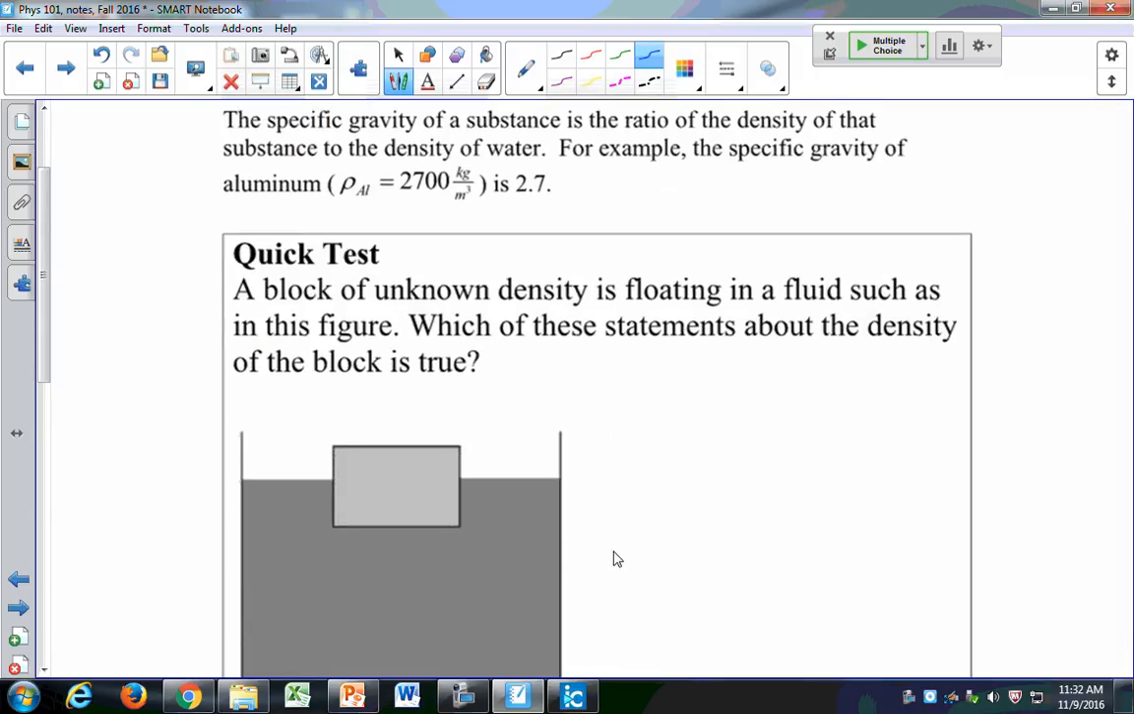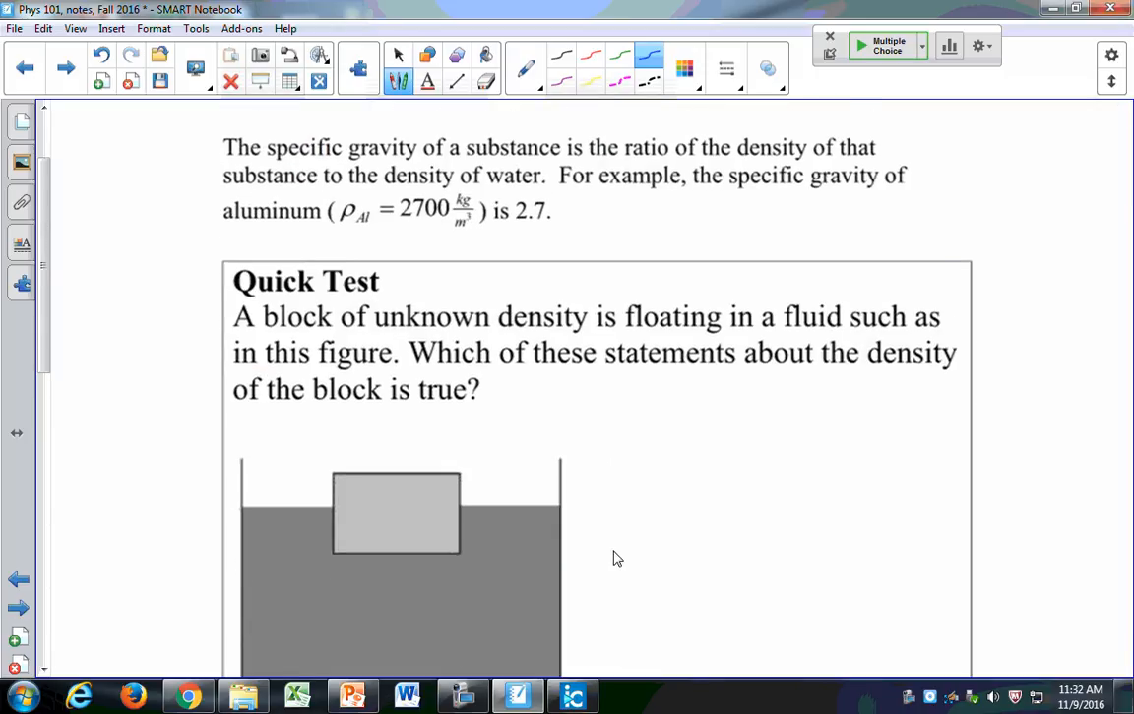All right, and specific gravity, we're not going to see specific gravity. I'm not going to use it, but it just compares the density of the substance to the density of water. You probably had that in chemistry class. You could see it on things like the MCAT or the GRE. So for example, the density of aluminum is 2,700, so the specific gravity is 2,700 divided by the density of water, or 2.7. But you're not going to see it in this class.